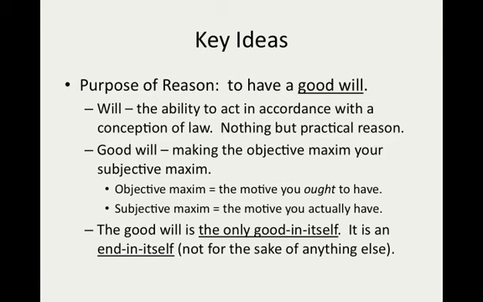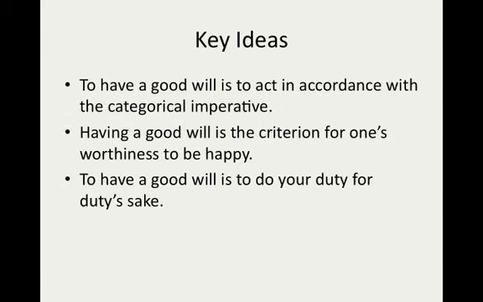In other words, did you attain your happiness by acting with a good will, by obeying the moral law, or did you get your happiness, which again he thinks is pleasure, by just doing whatever you felt like doing? So the only ultimate good is not your happiness, at least as he understands it as pleasure. The ultimate good is having a good will. So to have a good will is to act in accordance with the categorical imperative. Having a good will is the criterion for one's worthiness to be happy, and to have a good will is to do your duty for duty's sake.